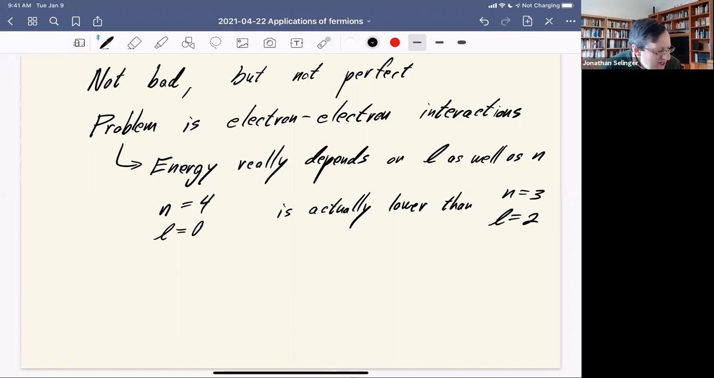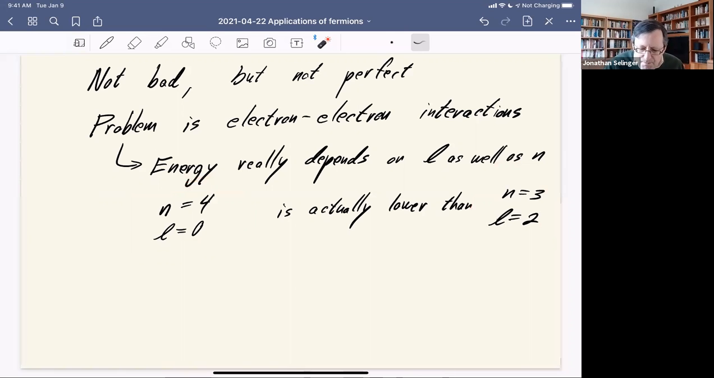And so it is not true that you just fill up states starting with the lowest value of n and go up to higher values of n. You need to consider the L number also. And sometimes you start putting things into a state like this one before you do a state like that one, not after, the way you would think based on the hydrogenic thing. So that's a limitation of this calculation, okay?